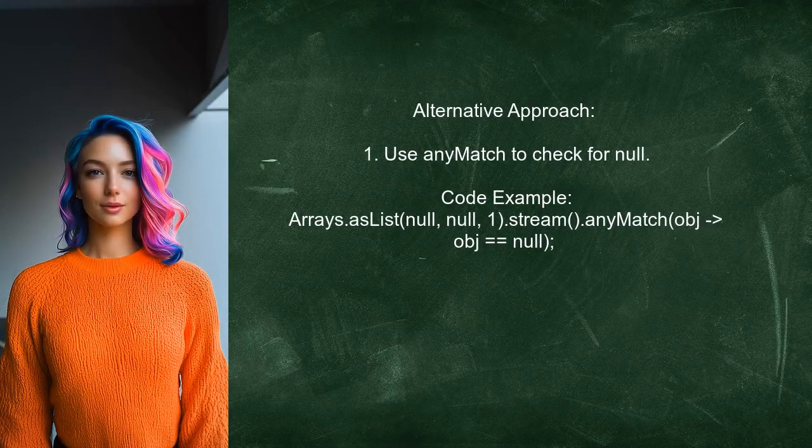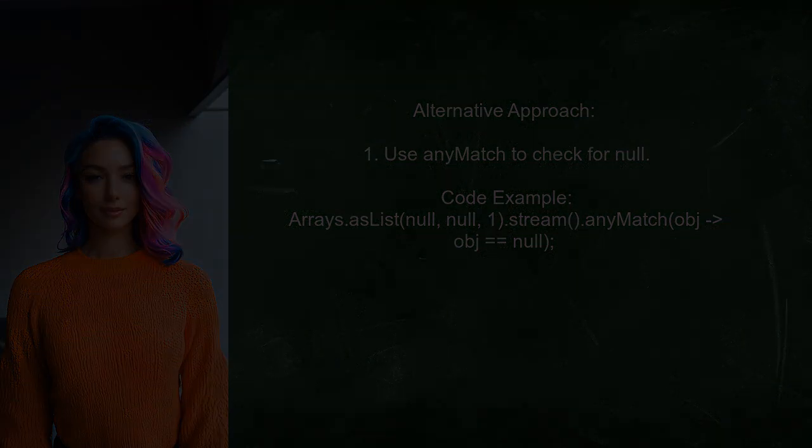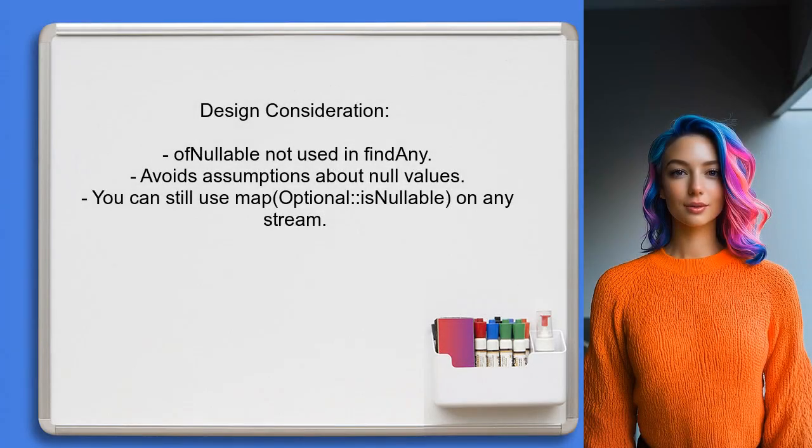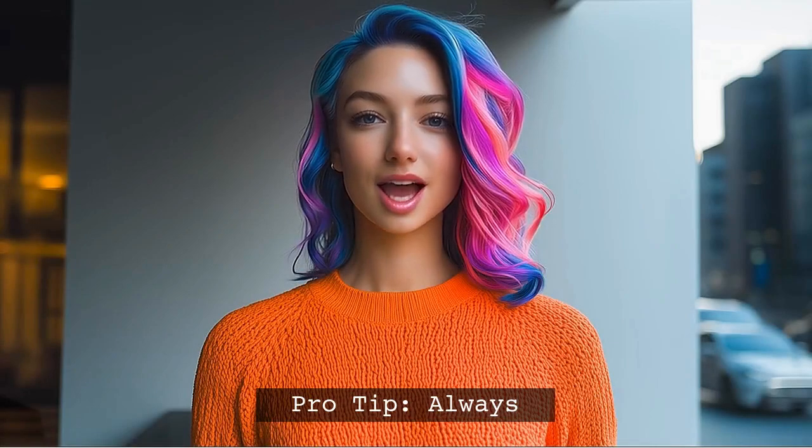To achieve the expected result without encountering an exception, the user suggests using the anyMatch method instead. This method checks if any element in the stream matches the condition, which in this case is checking for null. Finally, the user discusses why ofNullable was not used in the implementation of findAny. They mention that the API designers wanted to avoid assumptions about whether null indicates an absent value or a present null value.